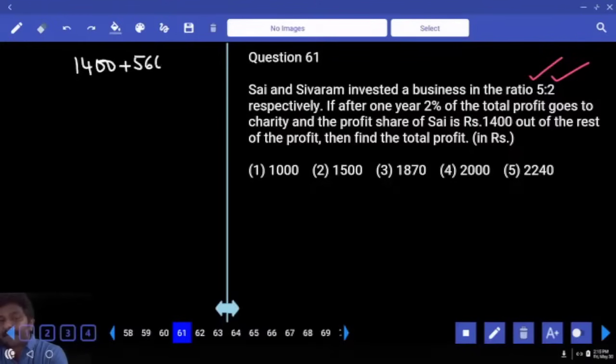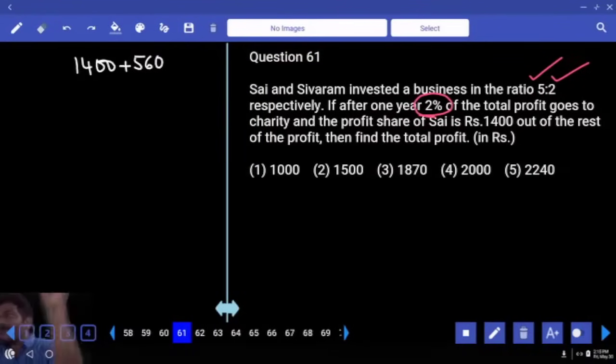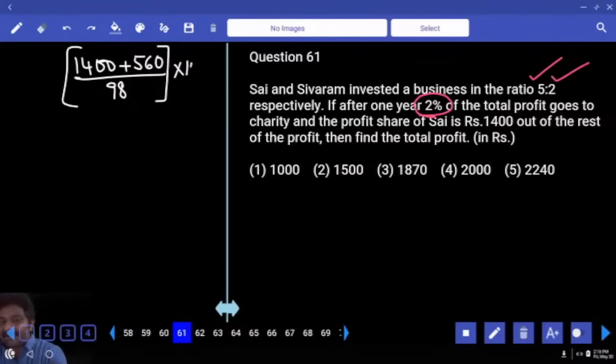560. This is the profit received by both of them. Out of the total profit 100%, they are giving 2% towards charity. And how much are they distributing among themselves? So this entire value is equal to 98% only. And we need the total profit, which is equal to 100% into 100. Numerator 1960. Answer 2000. 1960 divided by 98 is 20 times, into 100, 2000.